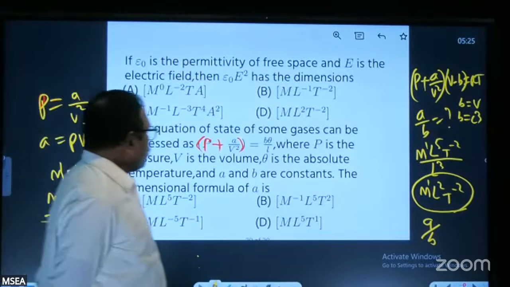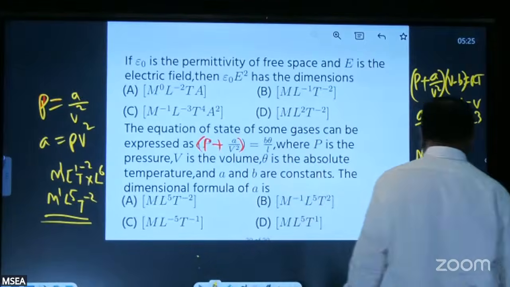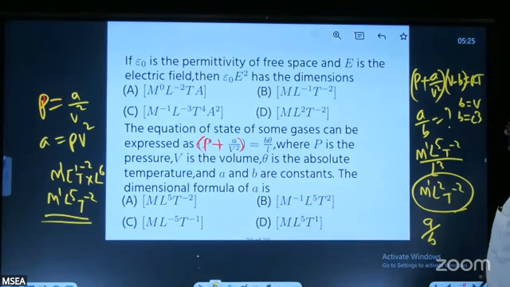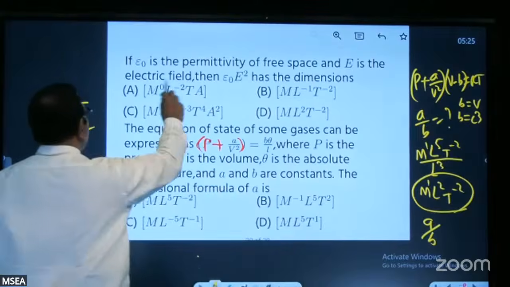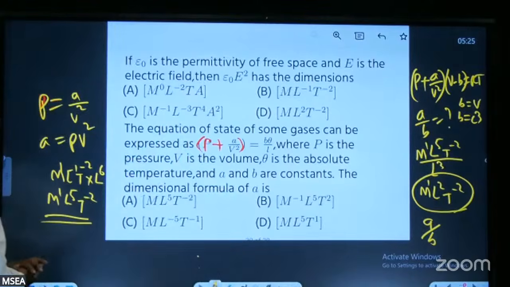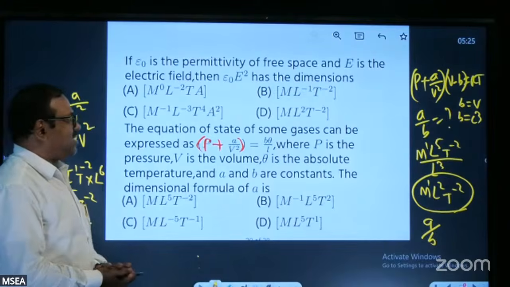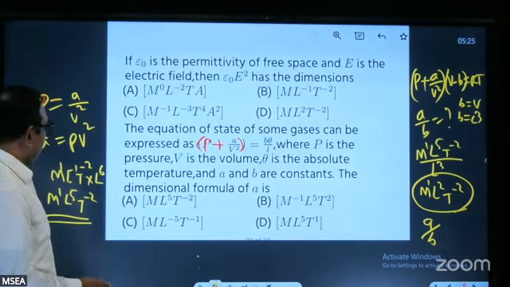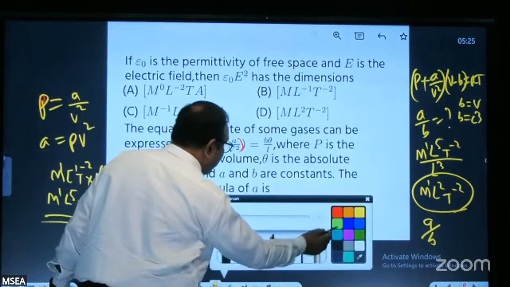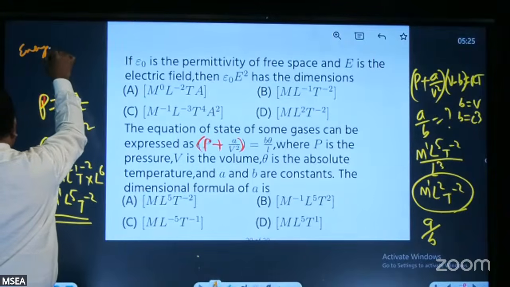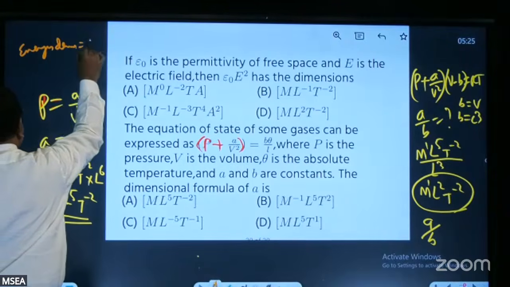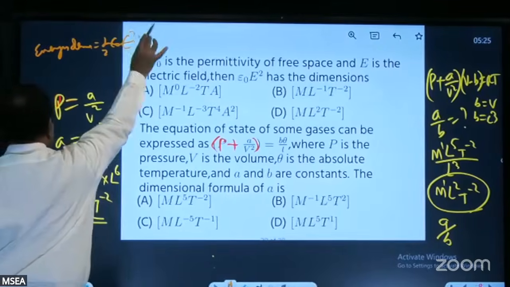Right. Next one, let us see another one. Yes, even this also we can take. How do we get this one? So if epsilon naught is the permittivity of free space and E is the electric field, epsilon naught E square has the dimension. So in this one is capacitors, we have energy density. So energy density of a capacitor, we can write half epsilon naught E square.